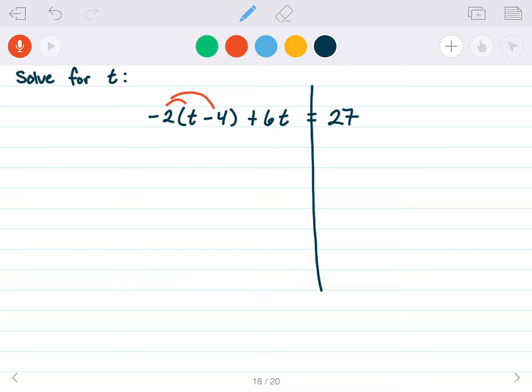-2 times (t minus 4). Well, -2 times t is -2t. -2 times -4 is a positive 8. And then everything else carries down, which in this case is plus 6t.